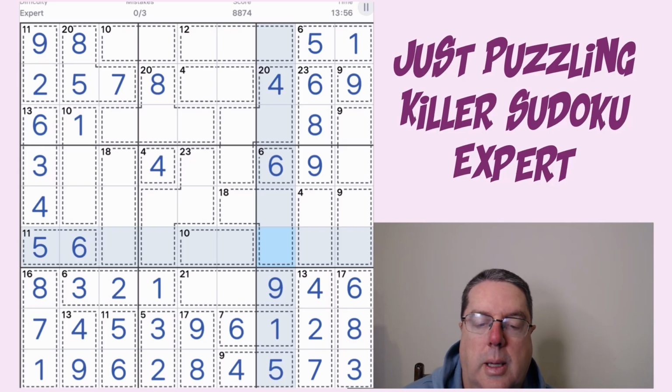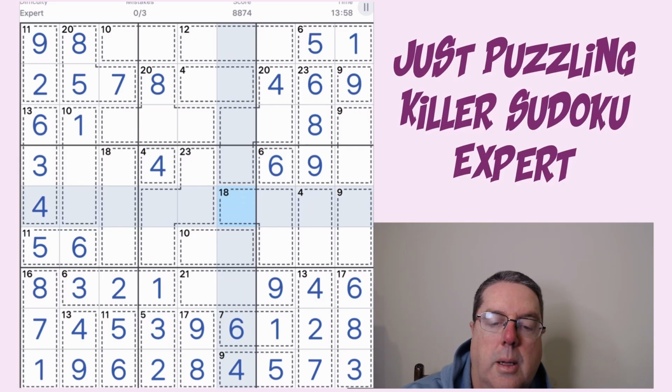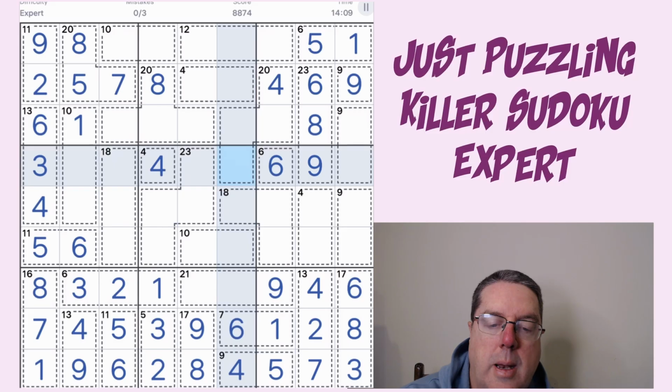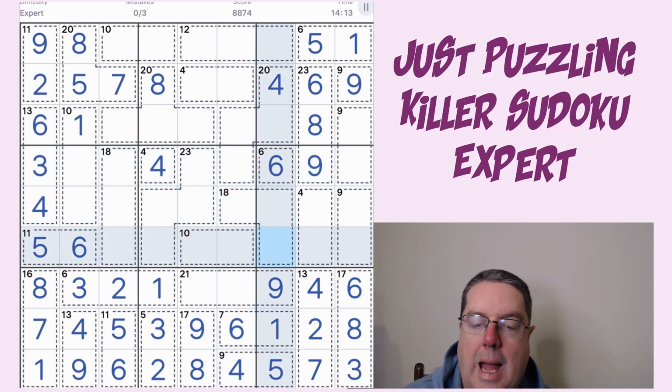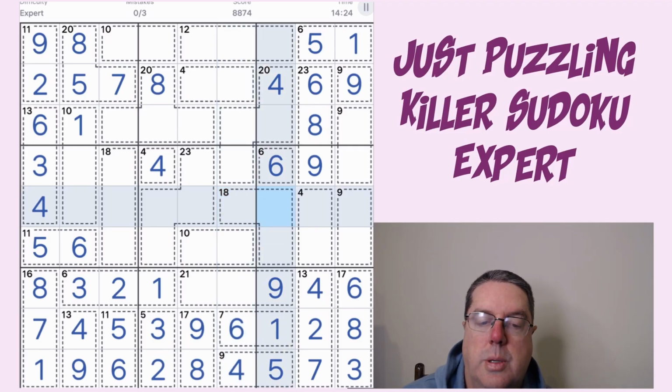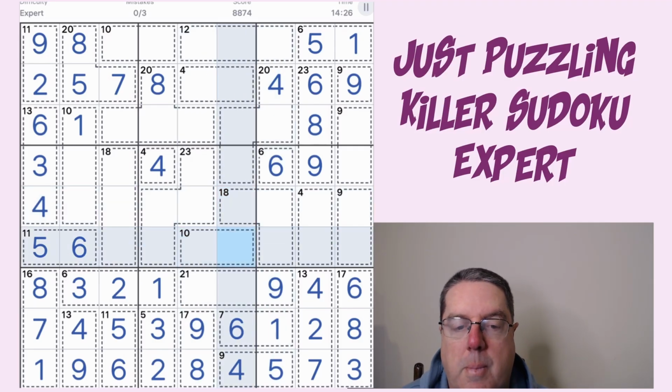So 8 and 7, 3 and 5. This can't be 5. So that's a start. Can be 1 and 7. 7 would be 8. 7, 8 and 3. So what this is telling me is this is 3 and 7 in here, which means that can't be 3 and 7.